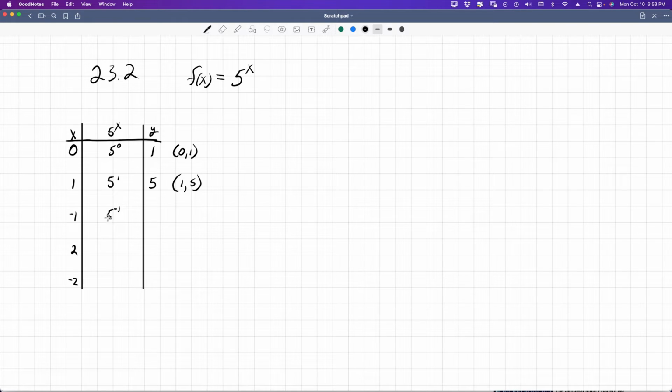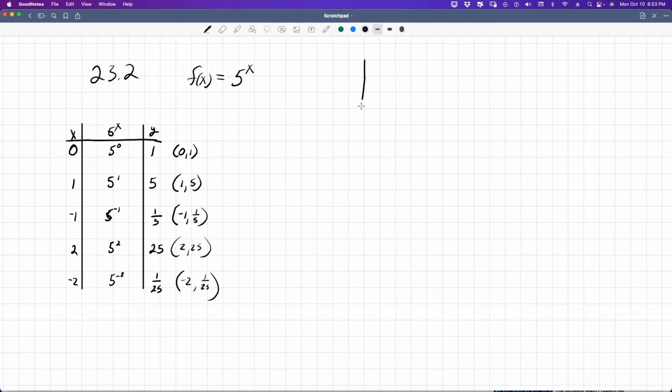5 to the negative 1 is going to be 1 over 5. 5 squared is going to be 25. And 5 to the negative 2 is going to be 1 over 25. So we can easily find these. 1 over 5 there, 2 and 25, and negative 2 and 1 over 25. Okay, so these are our points.